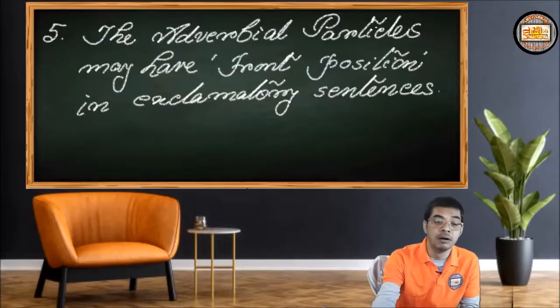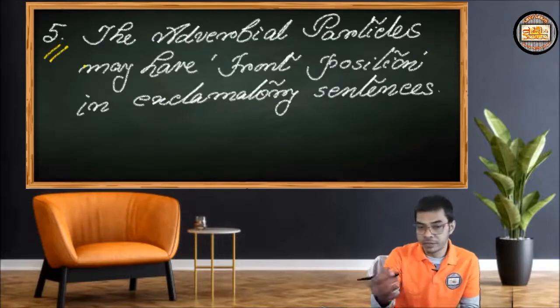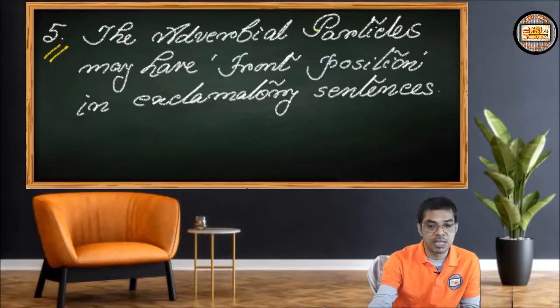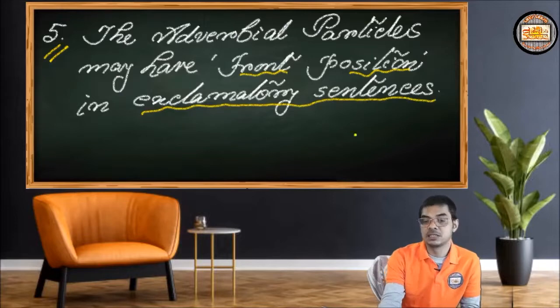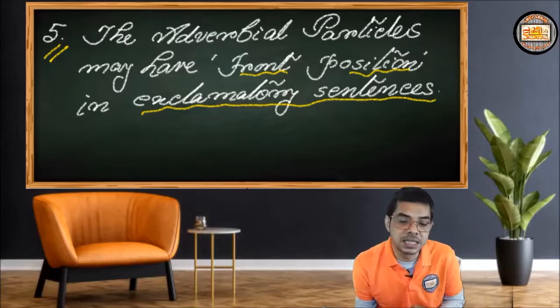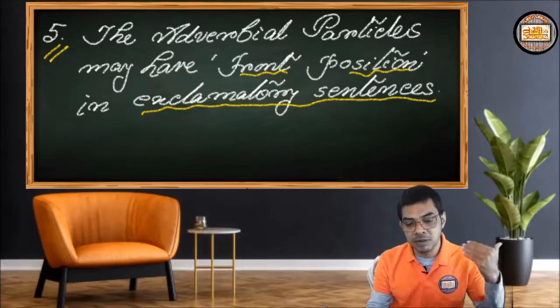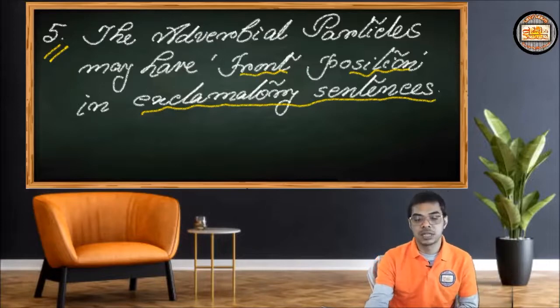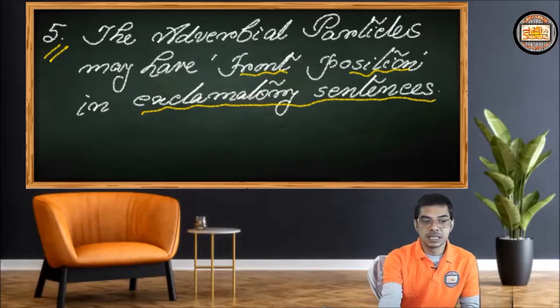And here we have the fifth rule, and this rule is very, very important. Why am I coming to this? When you read these rules, you will understand it all by yourselves. The adverbial particles may have front position in exclamatory sentences. Yes, dear friends, I'm talking of front position. Front position means sometimes you form sentences where the adverb is placed right at the beginning of the sentence. That's why front position is so very important. Now, why am I involving it with front position? That would be better if we discuss it with some examples.